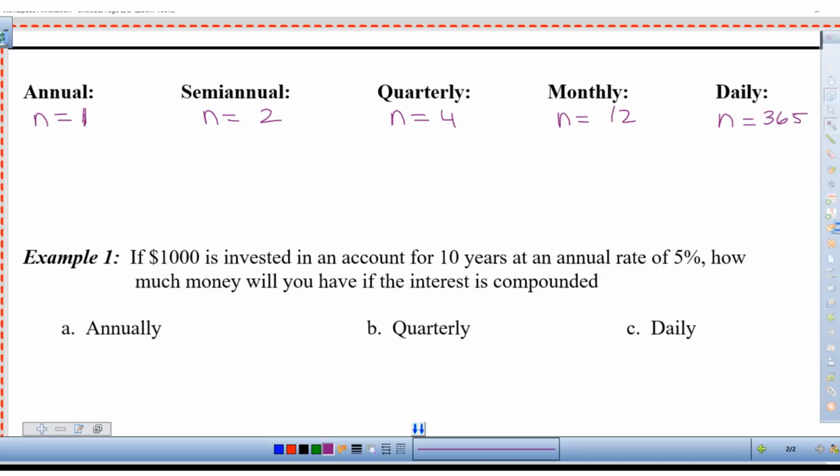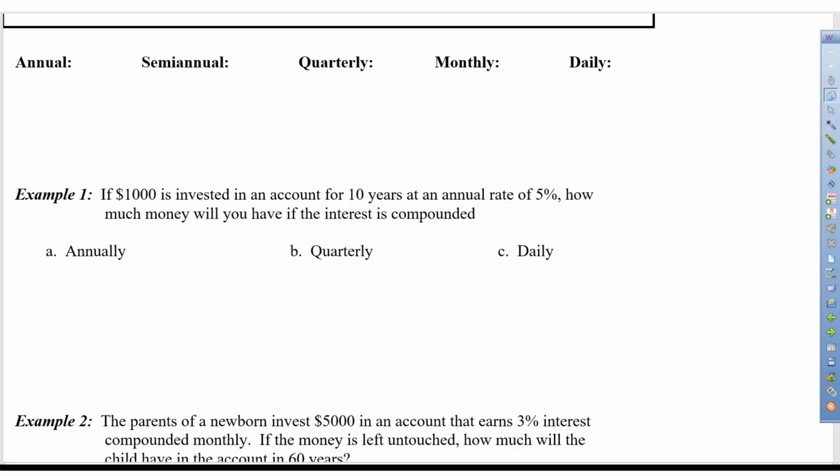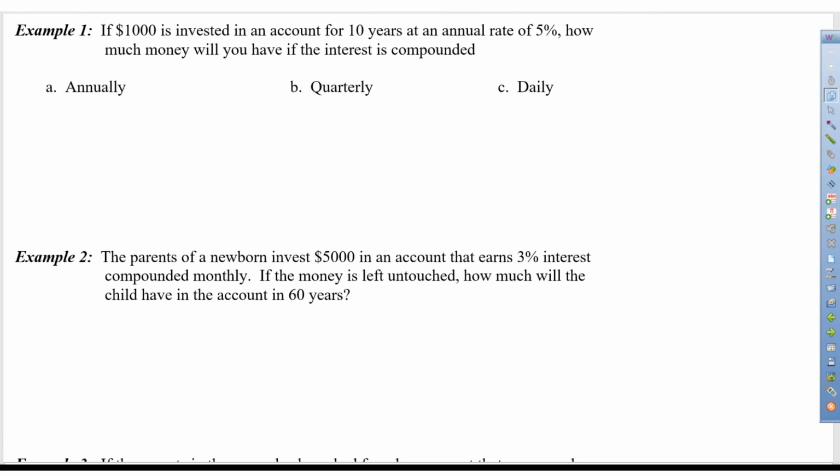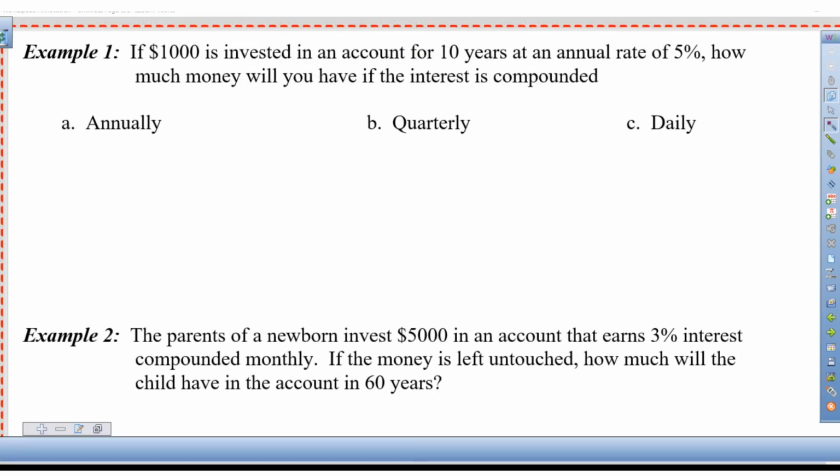Why wouldn't you always just do continuously if it's the best one? Somebody tell me. They're going to give you a lower rate on continuously. So then you have to compare, where am I going to make the most money? Yes, very good. Okay, so example 1. $1,000 is invested in an account for 10 years at an annual rate of 5%. How much money will you have if the interest is compounded annually, quarterly, daily?